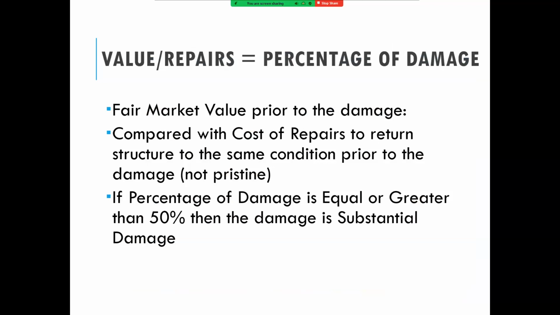So again, we're looking at the market value versus the cost to repair to the pre-damage condition. So it's the fair market value prior to the damage, and then you compare that to the cost to repair, and then that is your percentage, whether it's 50% or more would be substantial damage. Again, we're talking about the pre-damage condition, not pristine condition.